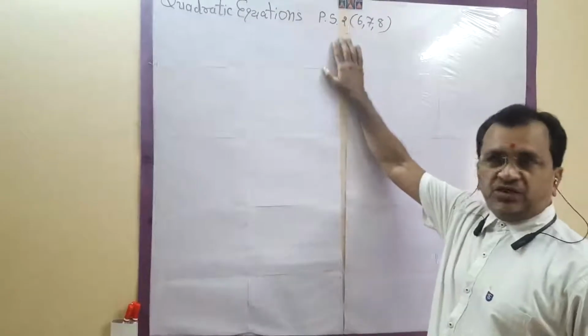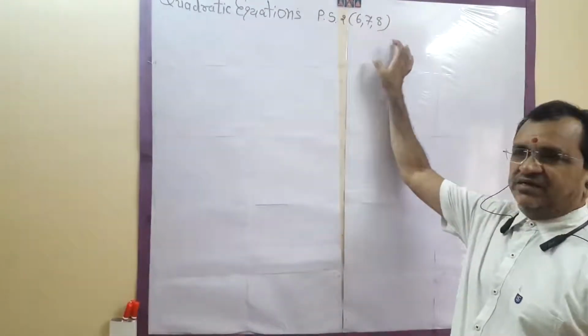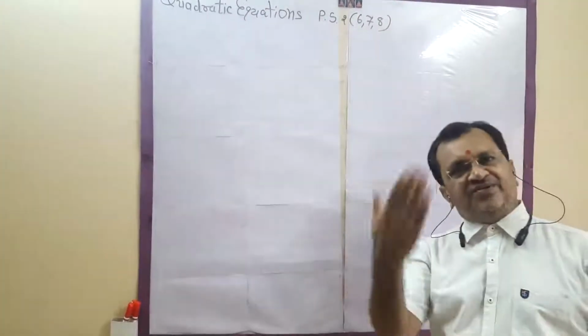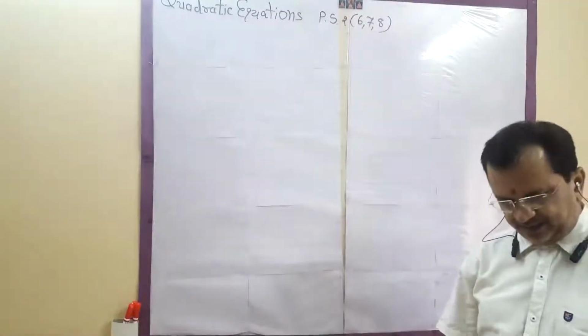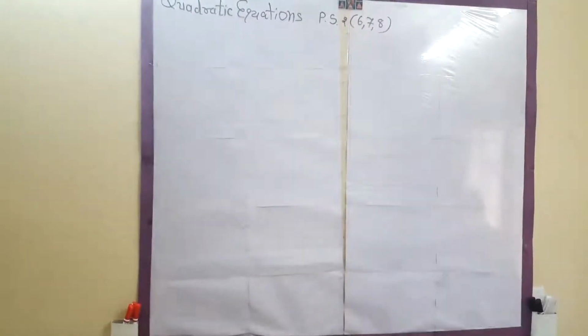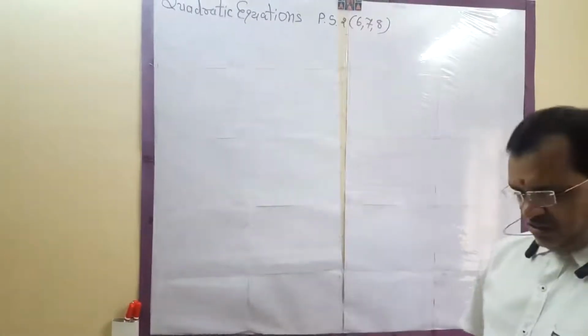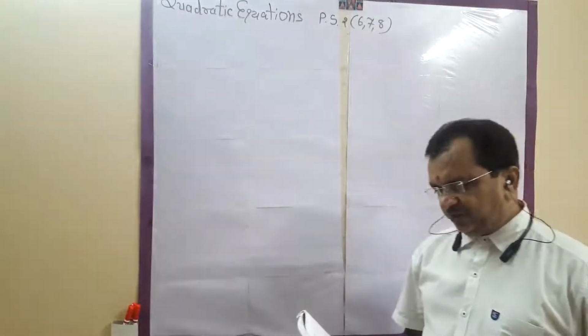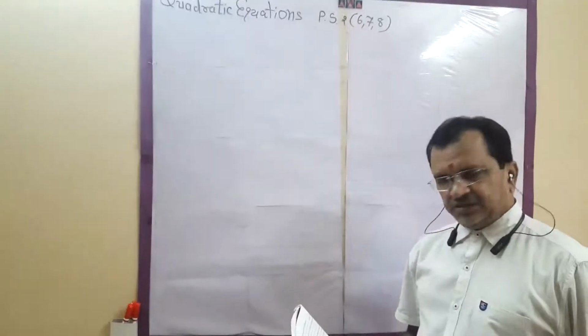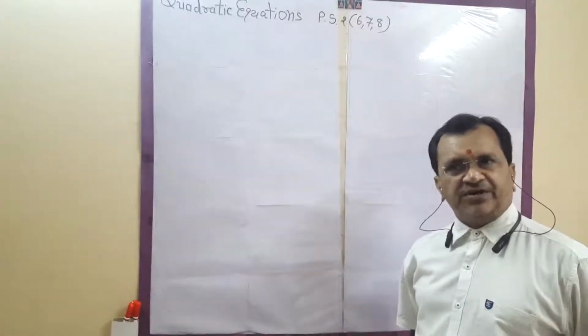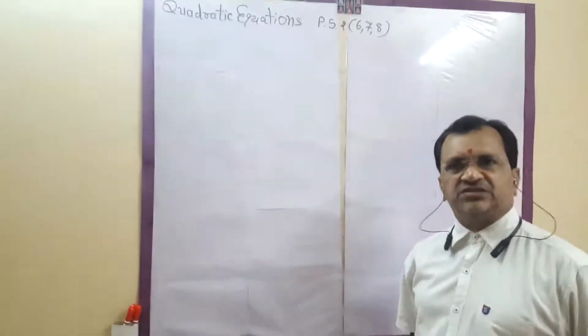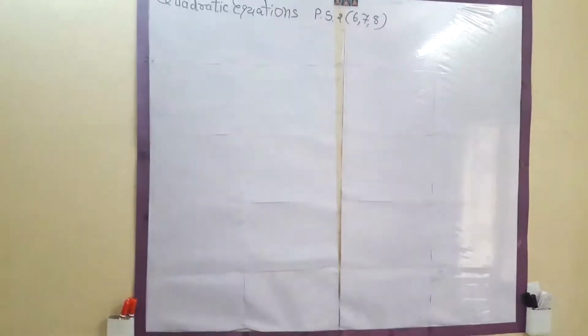Quadratic equation problem set 2. Questions 6, 7, 8, up to 5th we have completed in the previous lecture. Now determine the nature of the root, and this is very important, and again in all questions they are asking the same.